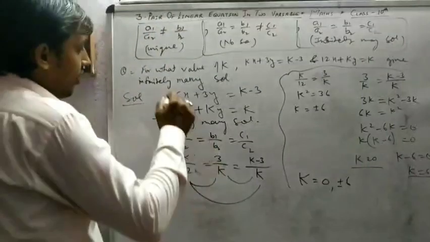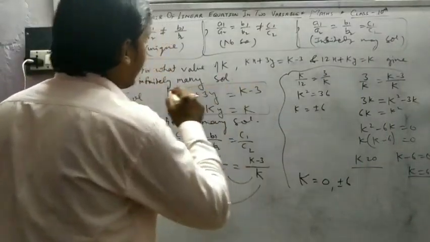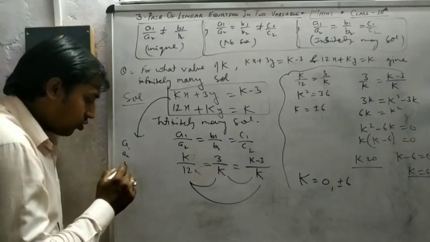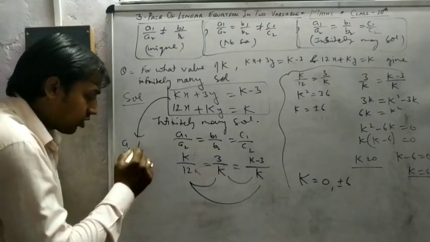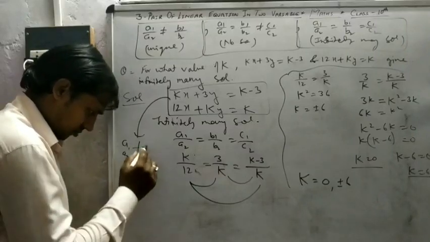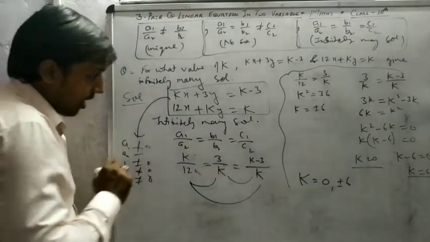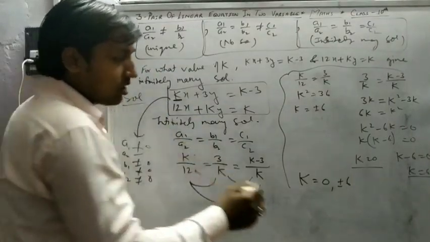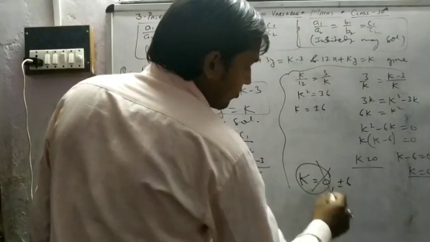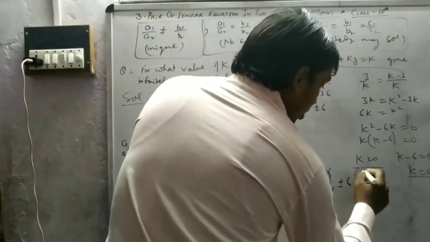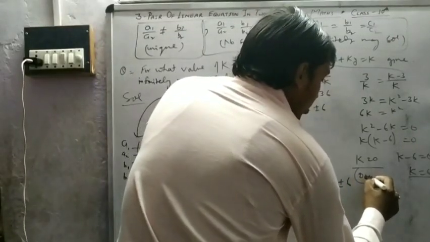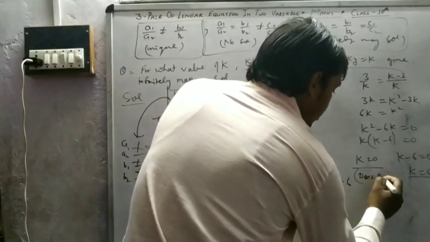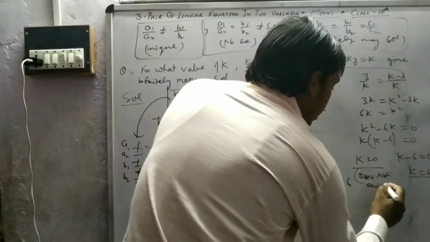You know, this is a linear equation in two variables, so the condition is that a1, a2, b1, b2 are not equal to 0, and the value of a1 is k. That means k is equal to 0 is ruled out. So you can write that it does not exist.